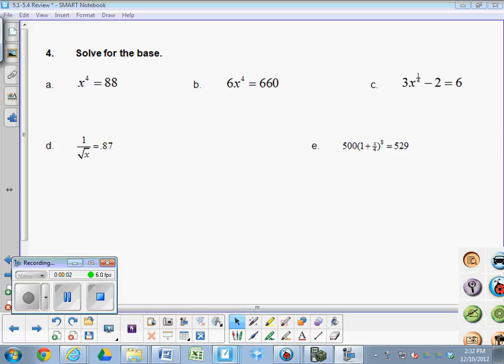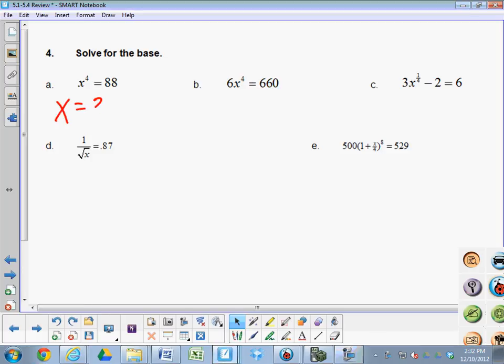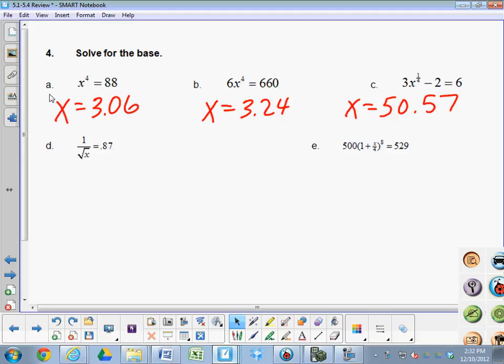So here we are, number 4 on 5.1 to 5.4 quiz review. The answers were posted: x equals 3.06. These are all rounded to the nearest hundredth. X equals 3.24. X equals 50.57. I know a lot of you got 50.82. That's okay. That just means that you probably rounded one step earlier than me. I didn't round until the very end.